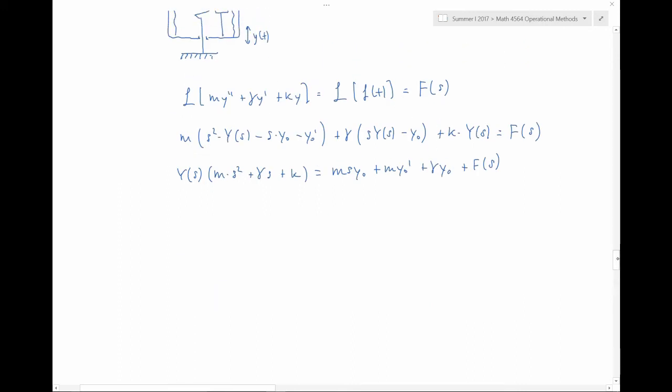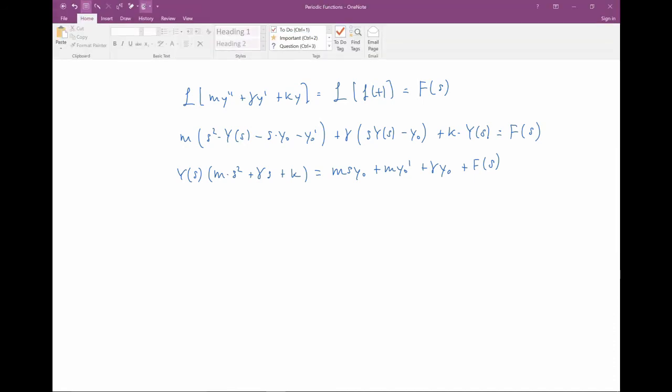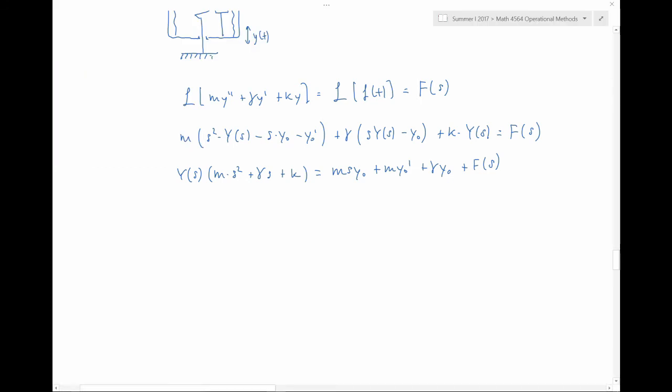Well, if we approach the system when it was initially at rest and then applied the forcing f of t, then y naught and y naught prime were 0 at the time. And so that's exactly what we're going to do. We're going to assume that the system was initially at rest and all of these terms are 0.